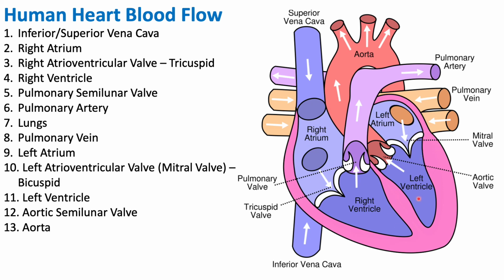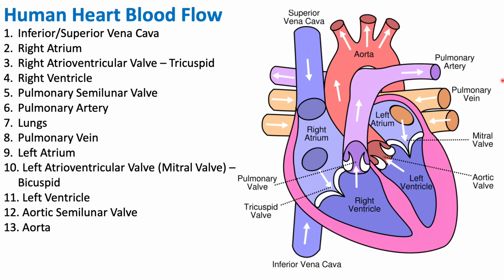Now, to quickly overview, we have deoxygenated blood entering the right atrium. From right atrium, we move through the right atrioventricular valve, or the tricuspid, into the right ventricle. Through the right ventricle, we move through the pulmonary semilunar valve into the pulmonary artery, which is going to be carrying deoxygenated blood to the lungs.